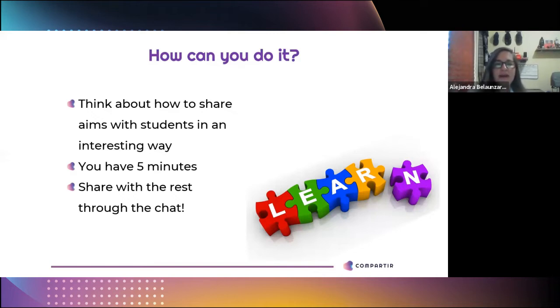Okay, so think about those of you that have worked with aims with your students. How have you done it? What are interesting ways in which I can share the aims with them in a way that they can actually be interested in it, not just use it against me or things like that? Okay, you can share through the chat.